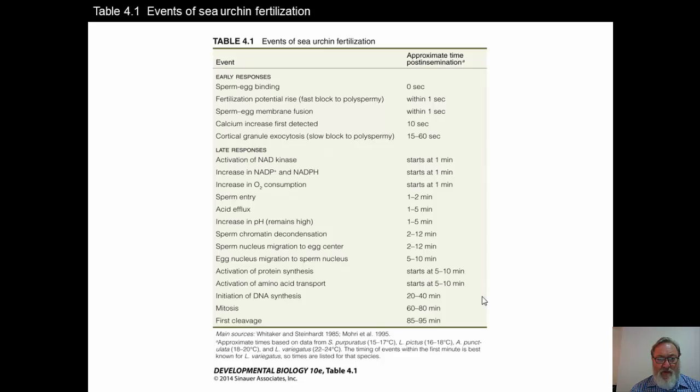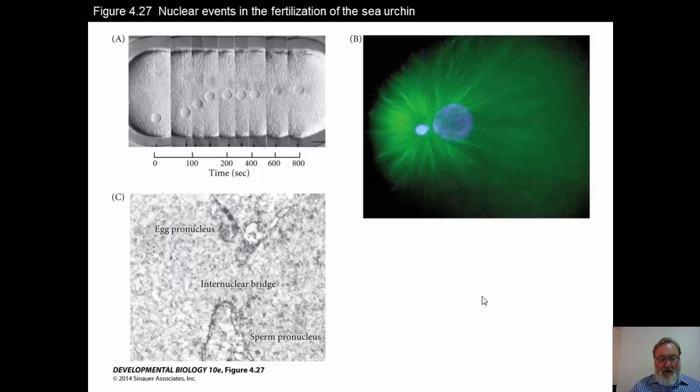It could happen perhaps if two sperm come at the same time, and that's why you do occasionally get polyspermy. Some of the other responses, of course, is the sperm entry, and that takes 1 to 2 minutes in duration, during the 1 to 2 minute period after the sperm has come in contact with the egg. The sperm nucleus then will migrate to the egg center. The egg nucleus will migrate to the sperm nucleus. There's an activation of protein synthesis, amino acid transport, initiation of DNA synthesis, and finally you get mitosis and the first cleavage.